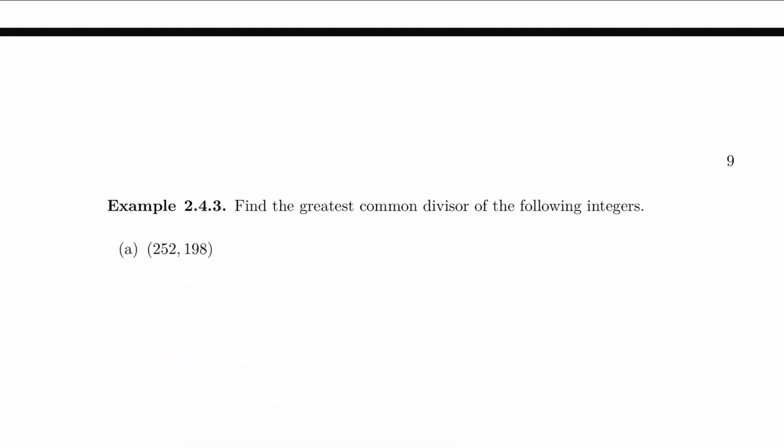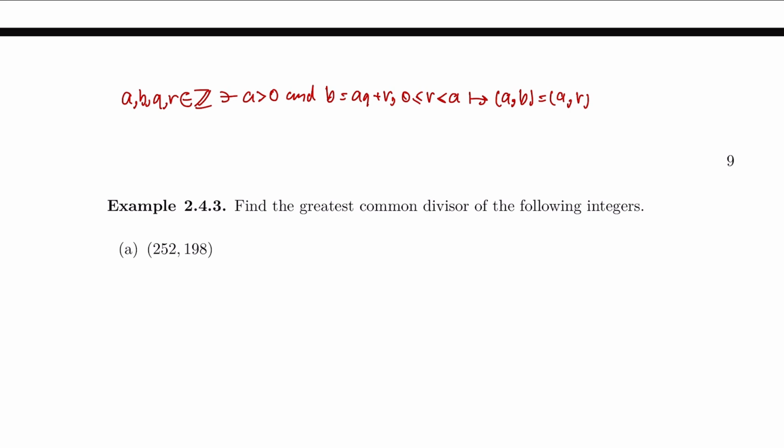So, theorem: if we have integers a, b, q, r such that a is greater than 0 and b equals aq plus r, where r is greater than or equal to 0 and less than a, then the greatest common divisor of a and b equals the greatest common divisor of a and r. The greatest common divisor of the divisor and the dividend equals the greatest common divisor of the divisor and the remainder.